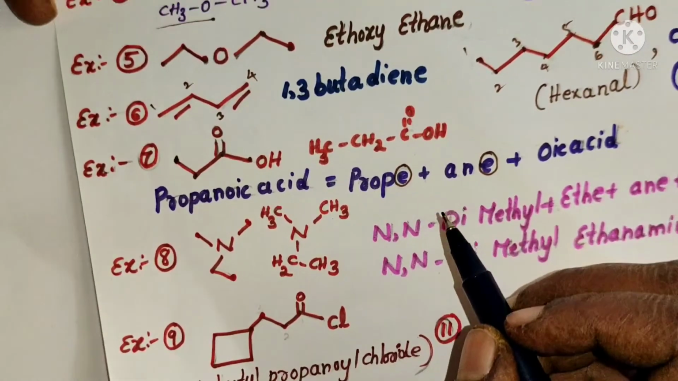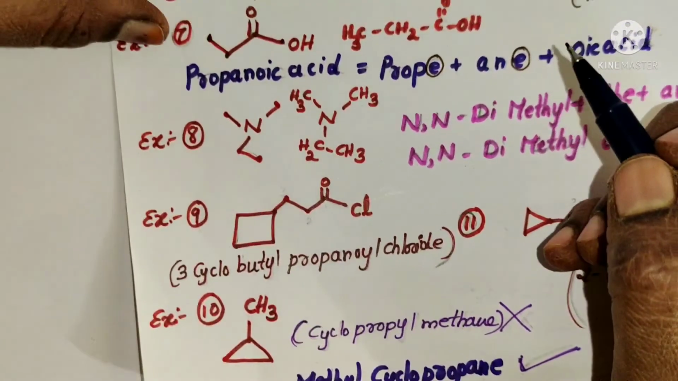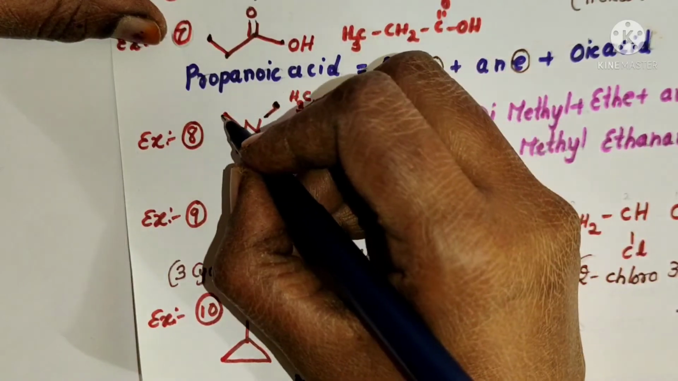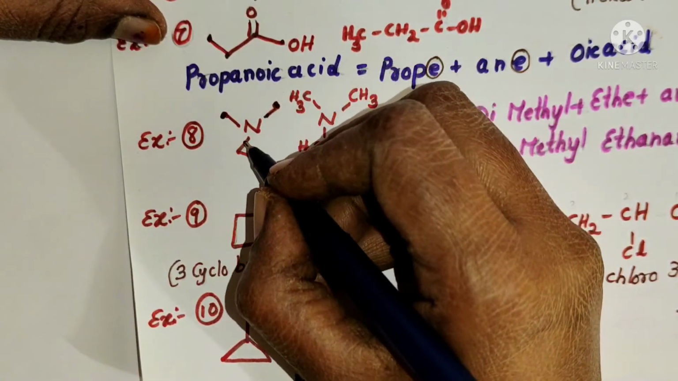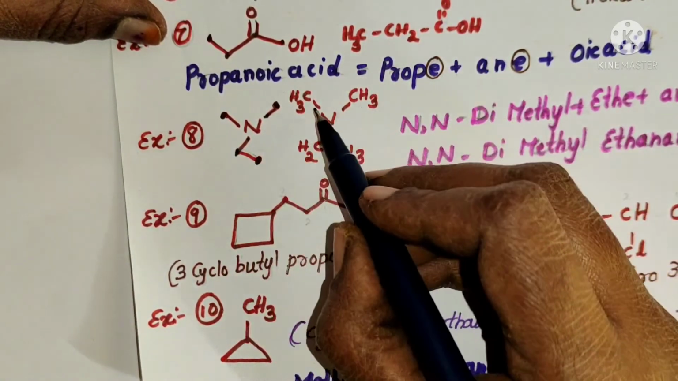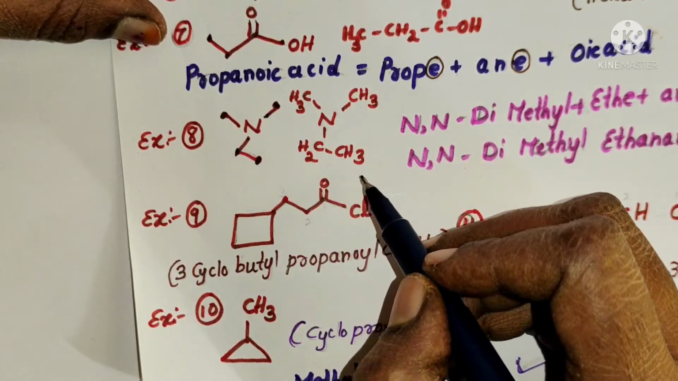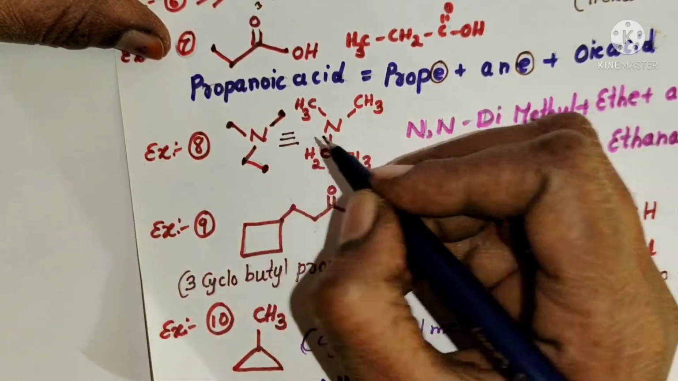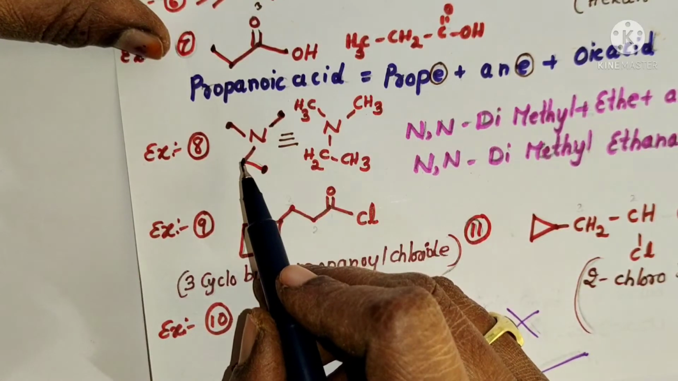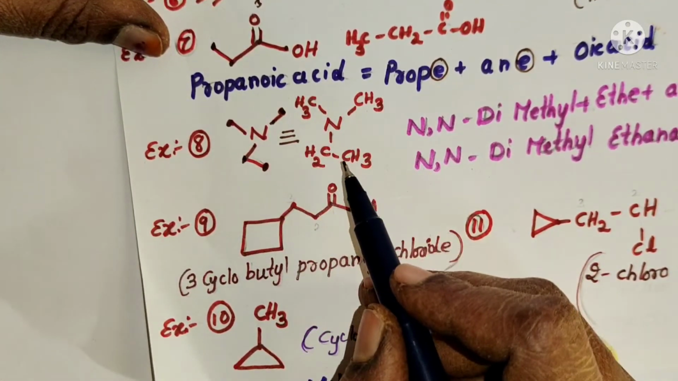Okay, next, another 8th example. Simply this nitrogen has 2 methyl groups and another ethyl group. These methyl groups are the same, and there is another ethyl group. It is the skeletal structure according to the formula, right?